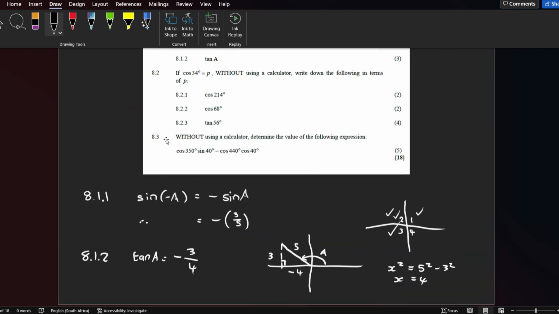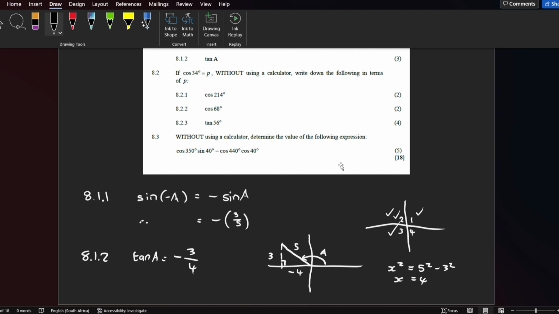Okay, moving on to question 8.3. The question says, without using a calculator, determine the value of the following expression: cos 350 multiplied by sin 40 minus cos 440 multiplied by cos 40. Now we can see that we have two trig ratios multiplied on each side, separated by a minus. So usually in this case, it means we are going to form a compound angle.